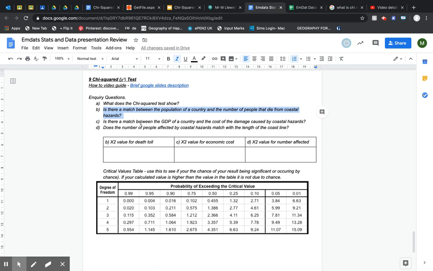So the data we're going to need for this is the total population, and that should be continent, really, because we're not looking at country. So again, just think how easy it is to make mistakes in these things. So we can say, is there a match between the population of the continent and the number of people who die from coastal hazards? So we would expect that the countries with the highest population have the most people die from coastal hazards. Countries with a lower population have fewer people who die.